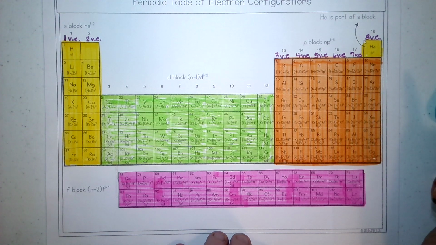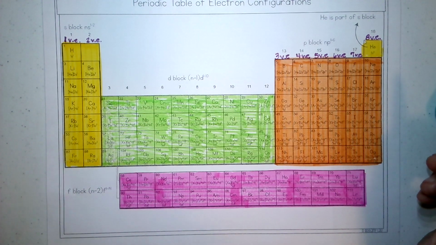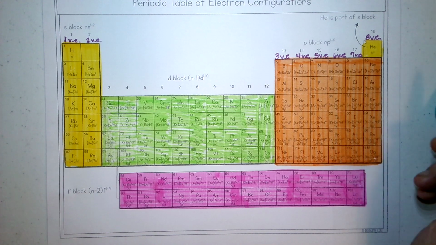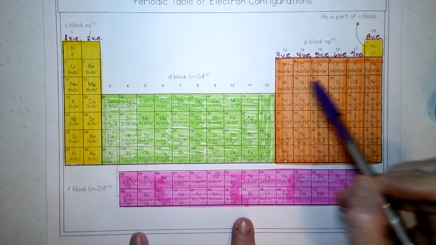So, of course, its valence electrons, which, let me backtrack for just a moment. The word valence refers to outermost. So valence electrons refers to the outermost electrons, okay? All right. Now, that's the number of valence electrons that are in each of these different groups.